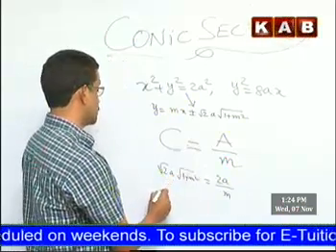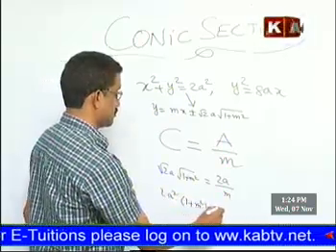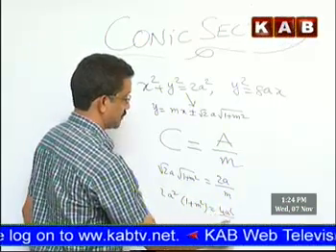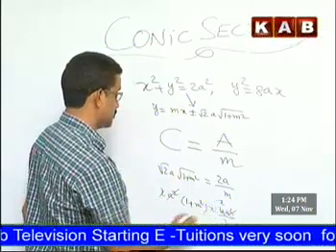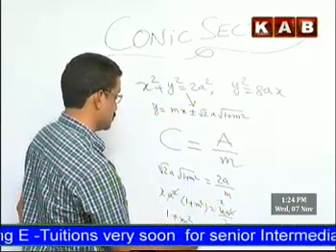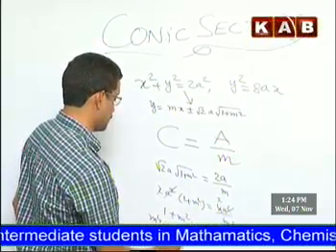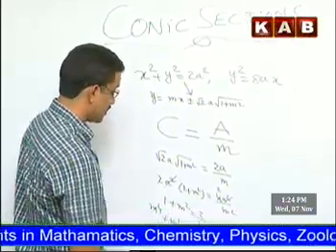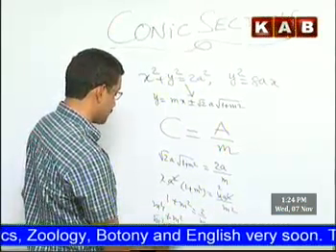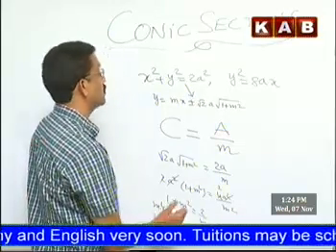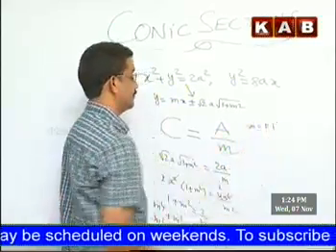Now squaring on both sides, 2a square into 1 plus m square is equal to 4a square by m square. Now a square is anyhow gone, so 2 times 1 plus m square is 4 by m square, or m power 4 plus m square minus 2 is 0. What are the values of m square now? m square can be 1, m square can be minus 2. If you take m square is equal to 1, m is equal to plus or minus 1.